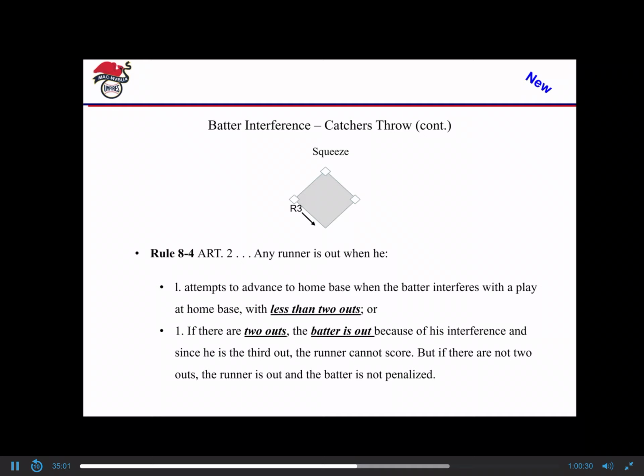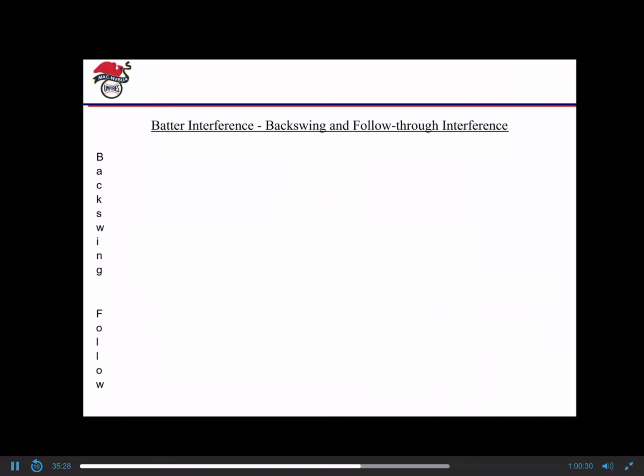declare the batter out. So it's always important for us to know the number of outs, because the number of outs may have an effect on a play that you're going to have to umpire. And in this particular play, on a squeeze play, with less than 2 outs, we're declaring the runner out. With 2 outs, we'll declare the batter out. So that's one type of batter interference, with the batter leaning over the plate.